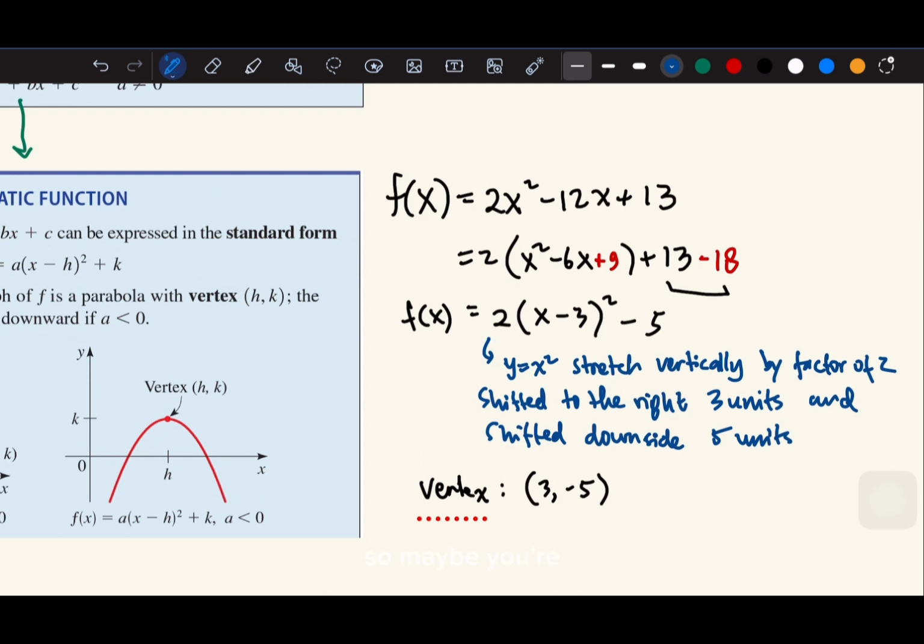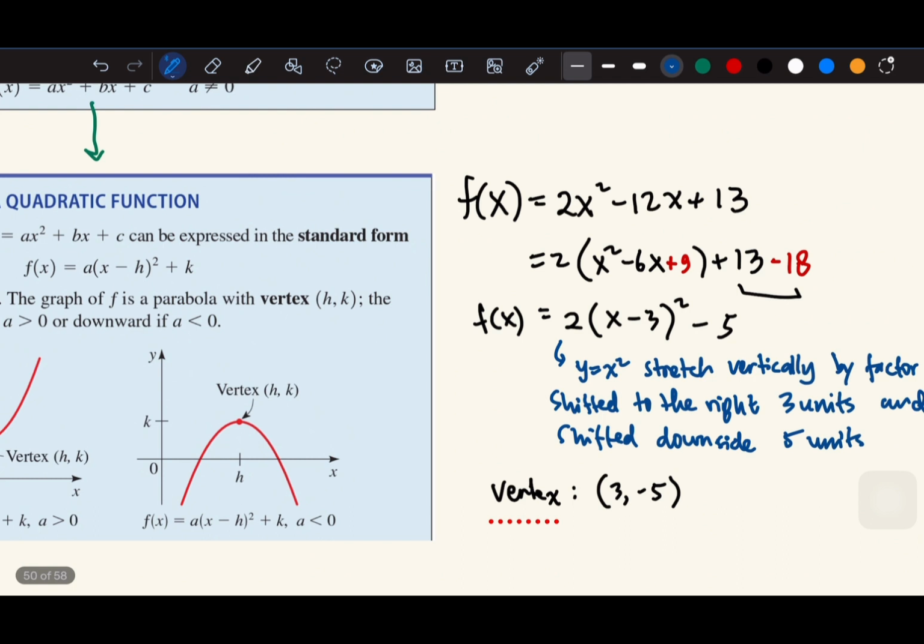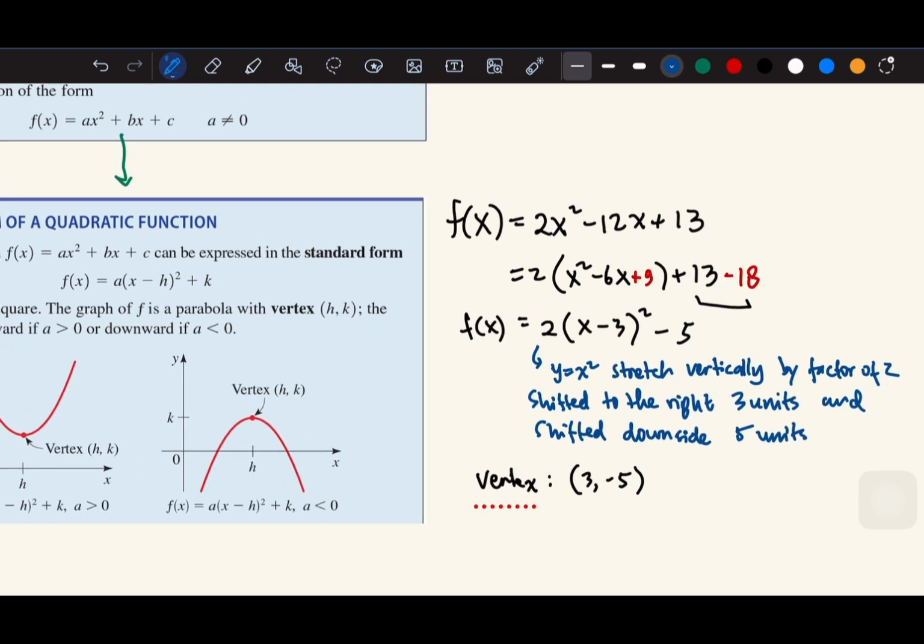So maybe, shouldn't the vertex be negative 3, negative 5? No, because this one is the standard form. Oh. Yeah. Maybe a little bit. Oh, okay.